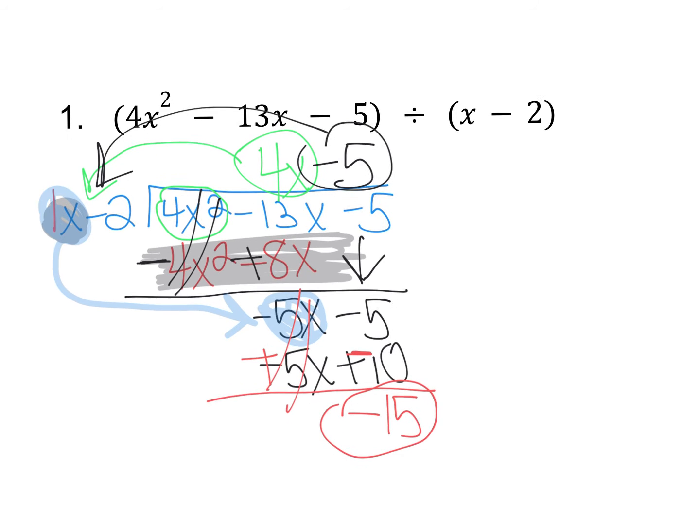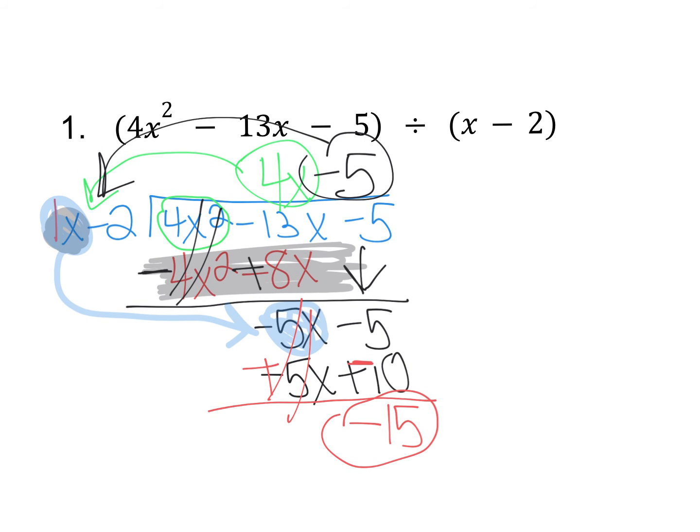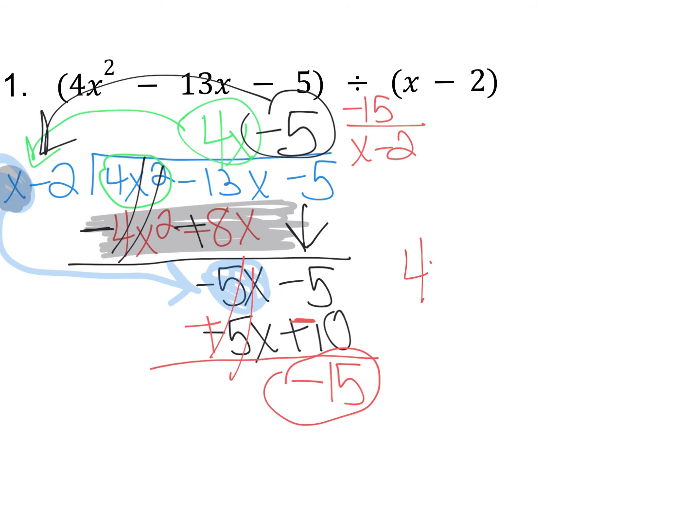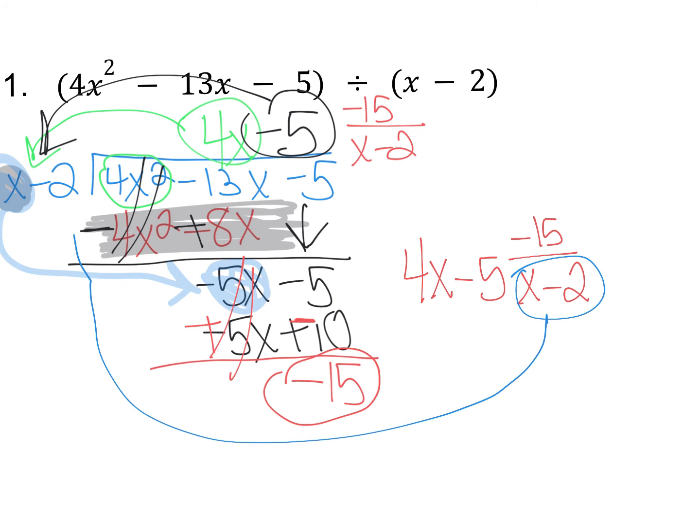So then when I go to write my answer, I have 4x minus 5 up there on the top, and negative 15 is my numerator, and my x minus 2 is my denominator. So my final answer would look like this: 4x minus 5 with a remainder of negative 15 over x minus 2. Remember, this number right here is just what you're dividing by over here. Your negative 15, that's just your remainder, and this guy right here, 4x minus 5, is what you got up on top of the house when you divided.